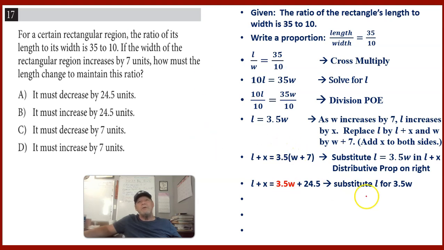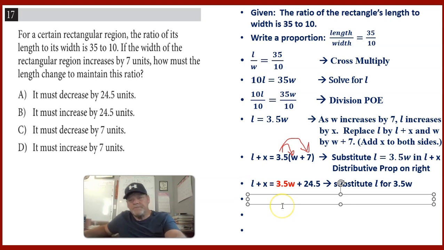I'm just doing the distributive property where you take the number outside the parentheses, multiply it by the first term, and there I get my 3.5 W, and then take the number, multiply it by the second term. 3.5 times plus 7 is plus 24.5. Now I'm going to substitute L for the 3.5 W because it says how must the length change to maintain the ratio.